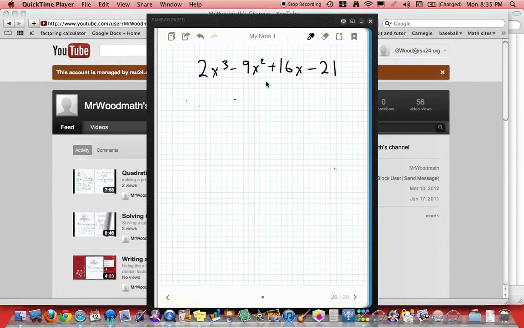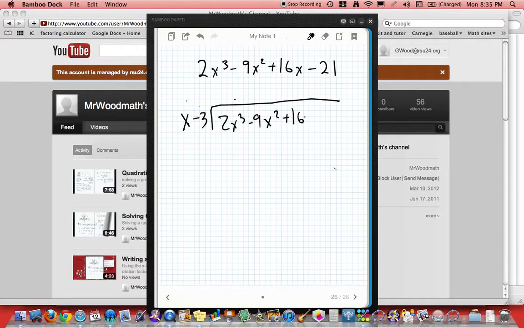So we're going to try to find the roots of a cubic function, and basically the lesson is on long division. I'm going to try to find out whether or not x minus 3 goes into 2x cubed minus 9x squared plus 16x minus 21. If it does without a remainder, or with a remainder of 0, that means that it is in fact a factor of this polynomial, and 3 could be considered one of the roots.